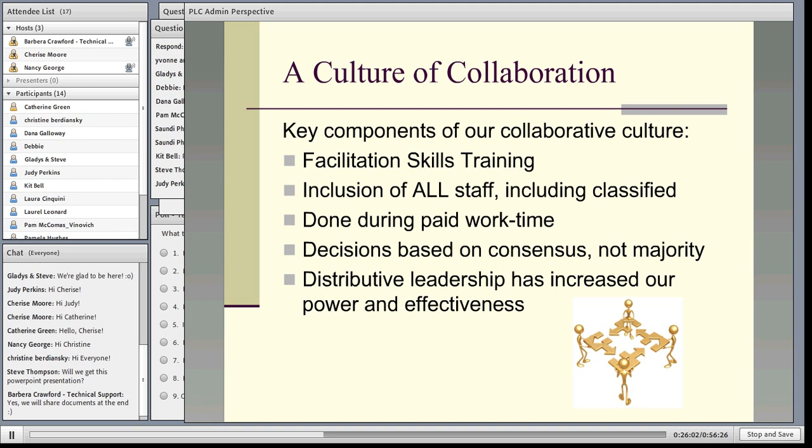And the consensus model that we chose, and you can use any one, but I included it in the handouts that you'll get, is called Fist of Five. And it's just a really easy process to use where however many fingers you hold up basically tells how close you are to being able to live with the decision.